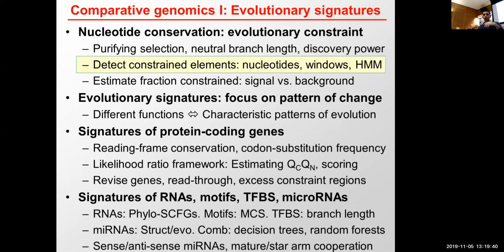All right, so now that we've understood these basic concepts of how selection actually works, how this branch length increases with evolutionary distance, and how discovery power increases as well, let's get down to the nitty-gritty detail.